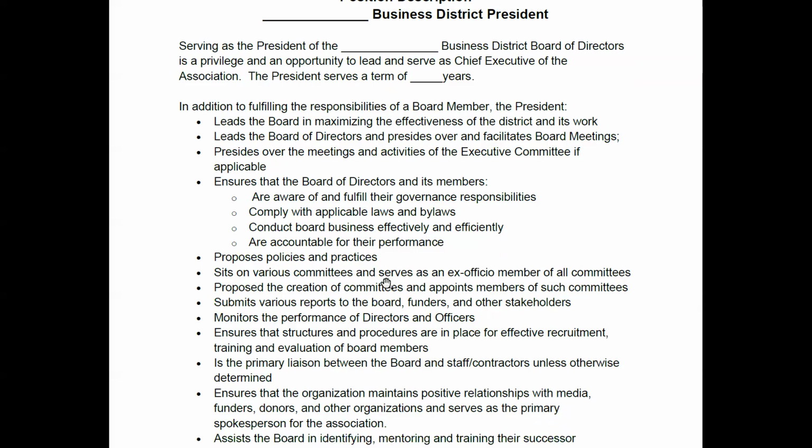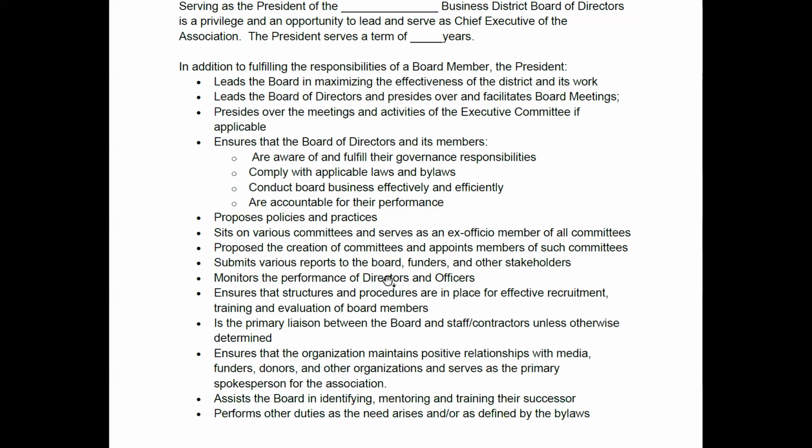The president is also the primary liaison between the board and staff. So if you are fortunate enough to have staff at your organization, the president would be the one charged with your weekly check-in, your monthly check-in, whatever it might be, performance evaluation, things like that. Anything that you would typically do for a staff person, the president is going to be that staff person's primary point of contact.